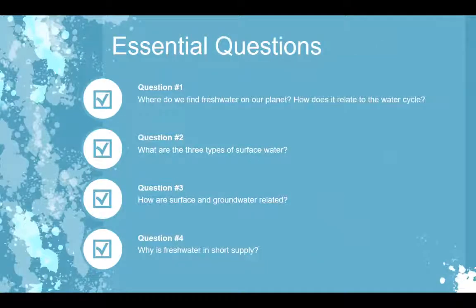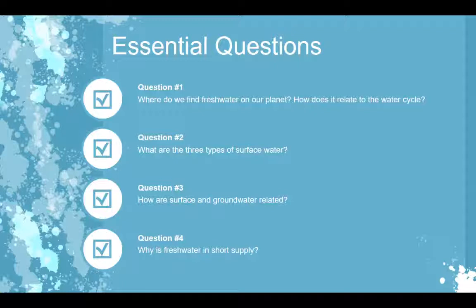Question number one, where do we find fresh water on our planet? How does it relate to the water cycle? Question number two, what are the three types of surface water? Question number three, how are surface and groundwater related? And question number four, why is fresh water in short supply?